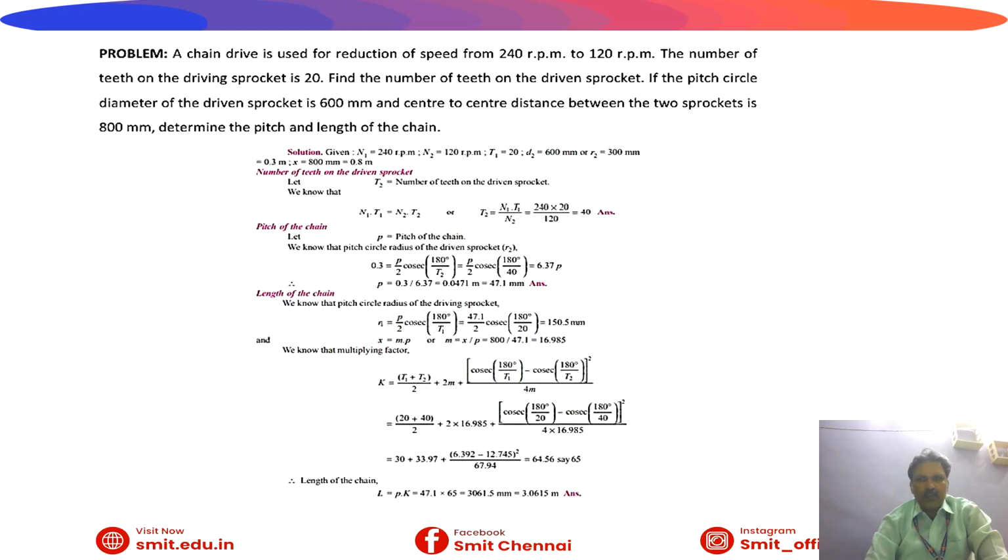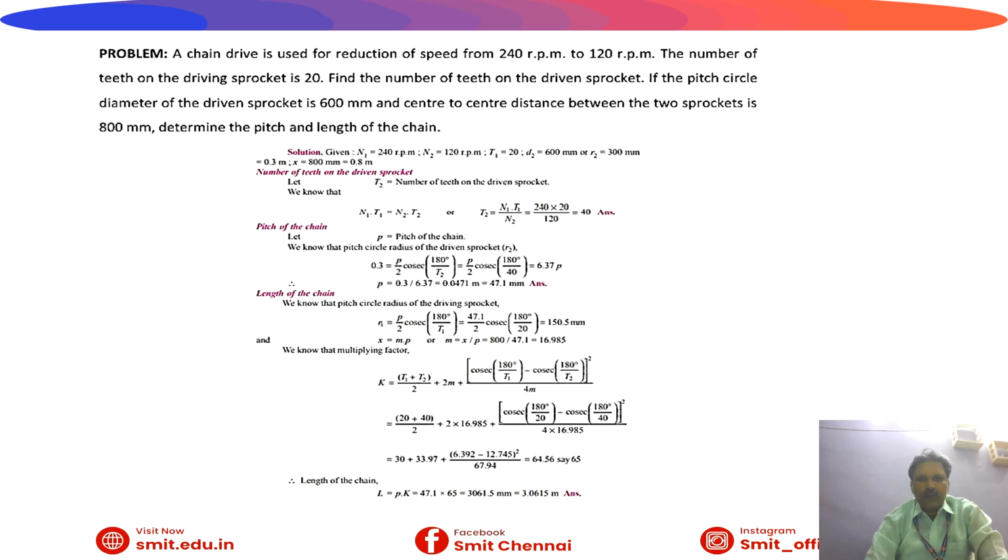First, you have to gather the given data. N1 is 240 rpm, N2 is 120 rpm, T1 is 20, the pitch circle diameter of the driven sprocket is 600 mm, that is R2 is 300 mm, and X is equal to 800 mm, that is 0.8 meter. Then using the ratio relationship N1 T1 equals N2 T2, we can get the value of T2. T2 equals 240 into 20 by 120. That you will get 40.